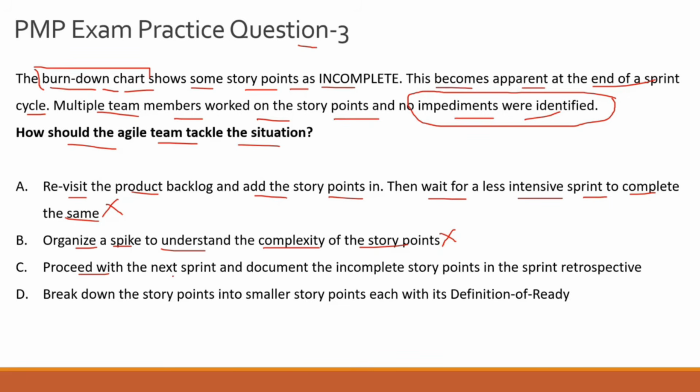Let's look at option C. Proceed with the next sprint and document the incomplete story points in the sprint retrospective. Again, that is totally outrageous, guys, because the sprint retrospective is not about documenting that we were not able to complete the scope. It is about documenting the learnings coming out of a sprint or iteration. And you can't just leave these story points out for the next sprint and start documenting that it is fine, we were not able to complete these story points, but let's document it in the retrospective.